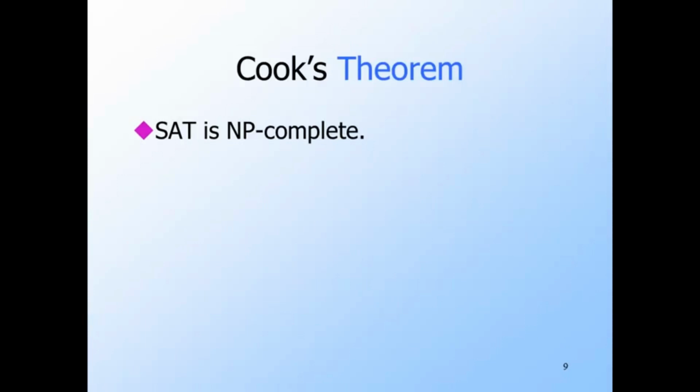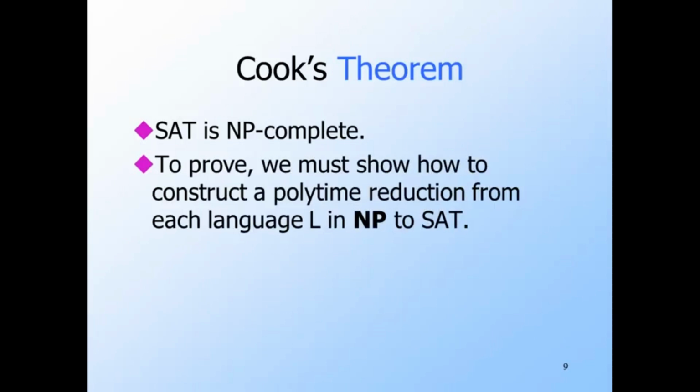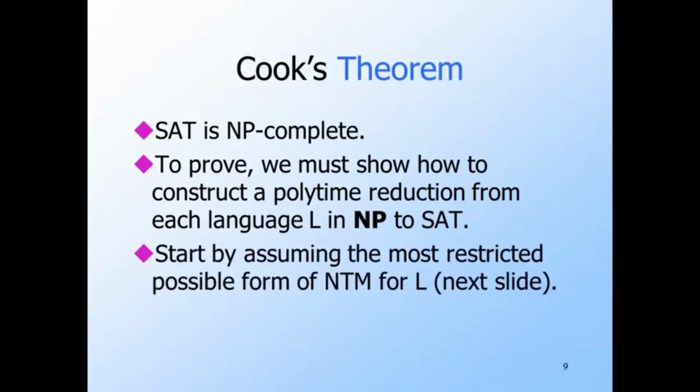We're now going to give the proof of Cook's theorem that the SAT problem is NP-complete. Since we don't have any NP-complete problems yet, we can't do a reduction from some one other problem to SAT. Rather, we have to show how to reduce any problem in NP to SAT in polynomial time. We do these reductions by assuming nothing about the problem L that is in NP, except that it has some non-deterministic polynomial time-bounded Turing machine that accepts L.